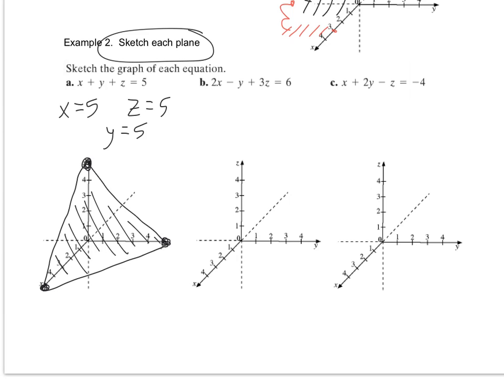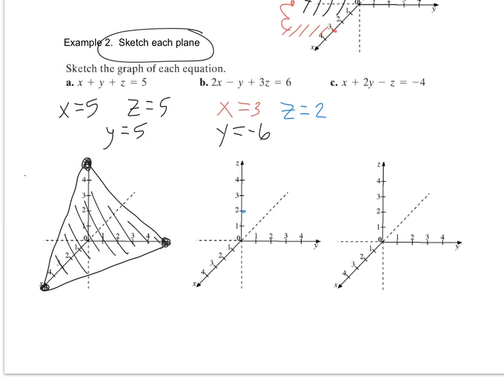I'm just shading it to show the dimensions. That's a 2-dimensional flat shape. I'm going to do the same thing over here. I'm going to set y and z equal to 0. So if I solve for x, x is 3. Then I'm going to set x and z equal to 0. So y equals -6. And then I'm going to set x and y equal to 0, so z equals 2.